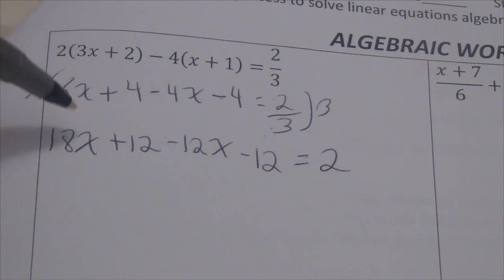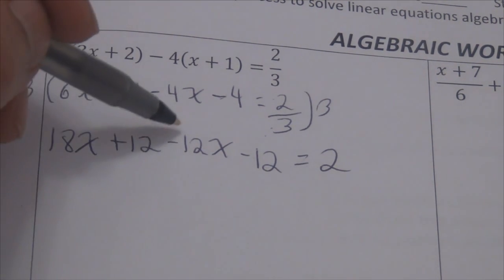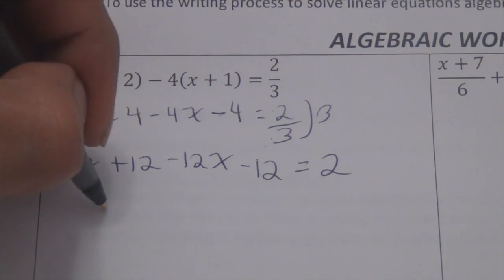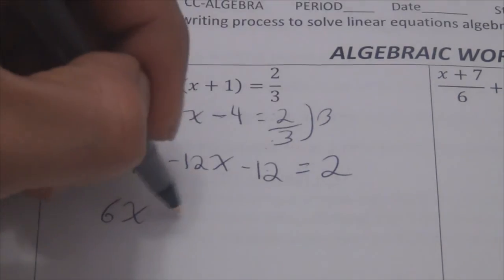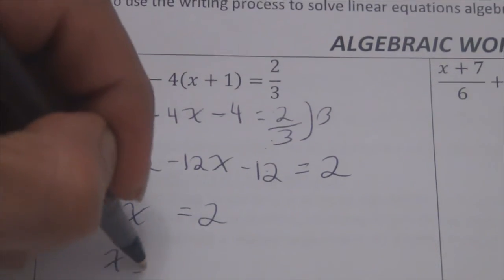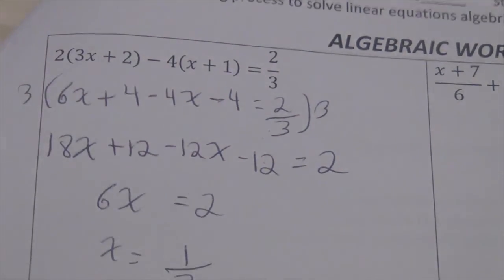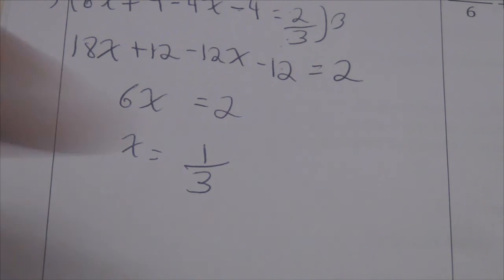All right, so we have like terms. So 18x minus 12x is 6x. 12 minus 12 is 0. And x is 1/3. Don't ask me why, you know the rules. Boom, bada bing, bada boom, bada boom.